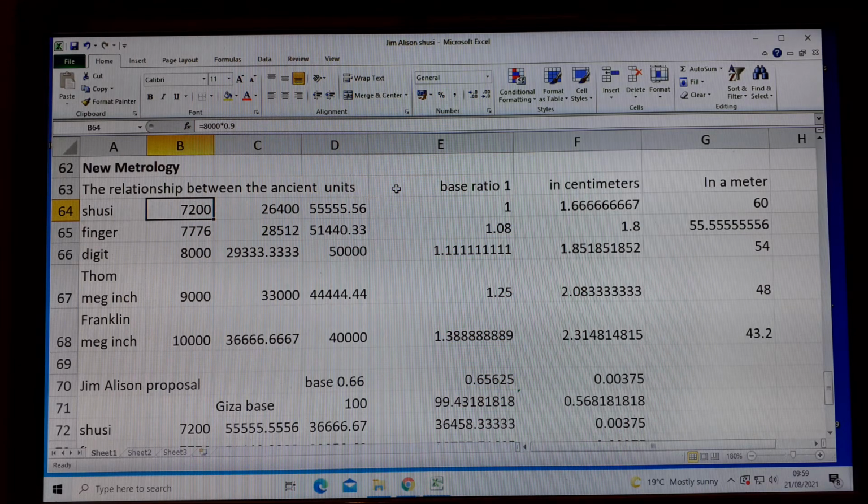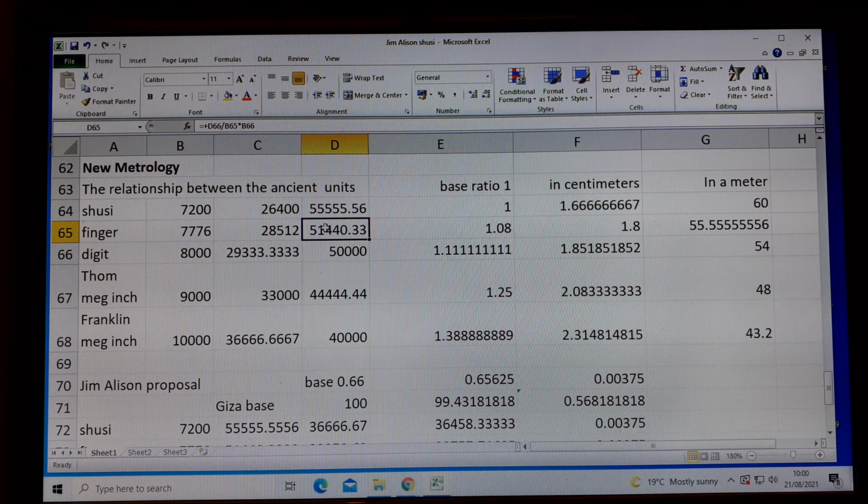And what we can also do is work out how many units of these are in the Giza base. Because we know there are 40,000 megalithic inches. We know that the Thom megalithic inch is shorter than the Franklin one. And there are 444.44 recurring Franklin megalithic, Thom megalithic inches in the Giza base. There are 50,000 digits. We've been using that number for a long time now in the presentations. The finger is working out at 51440.33, which is a strange number, but there's a reason for that, because we've gone to base 12 here.